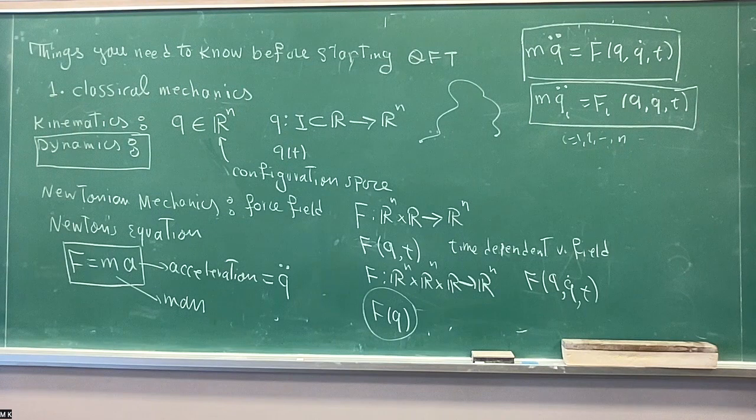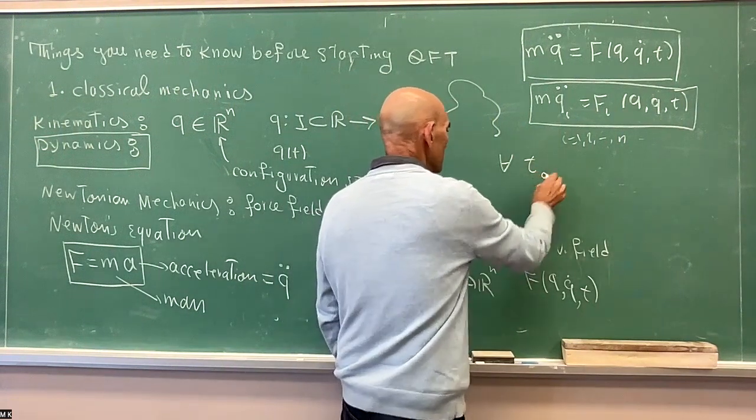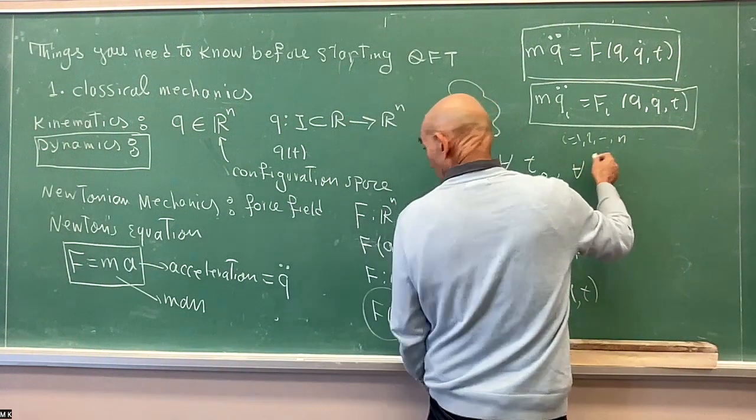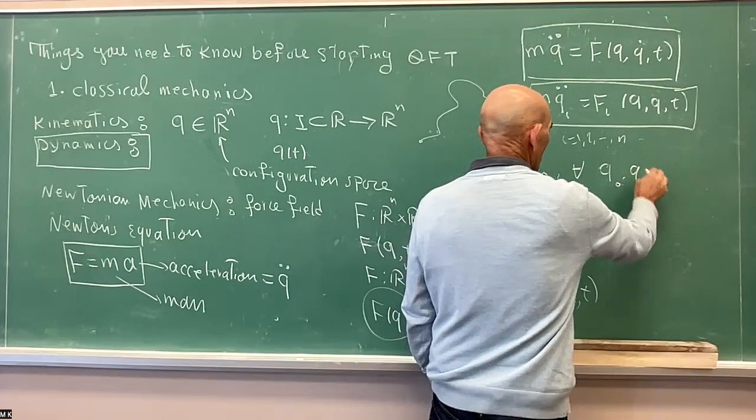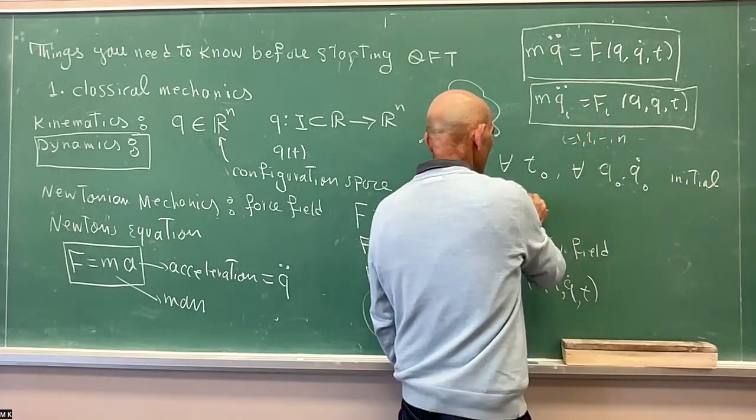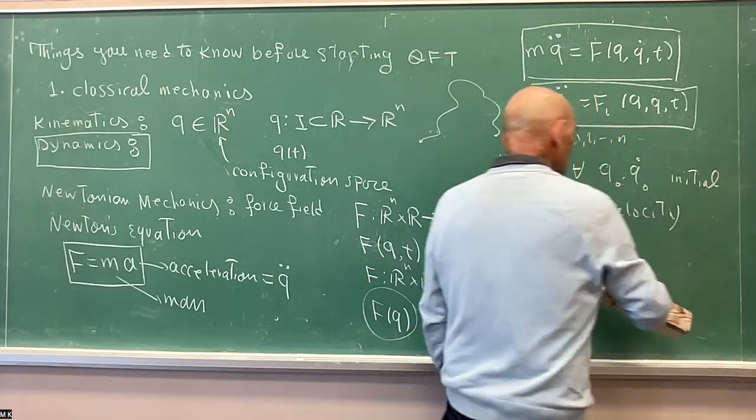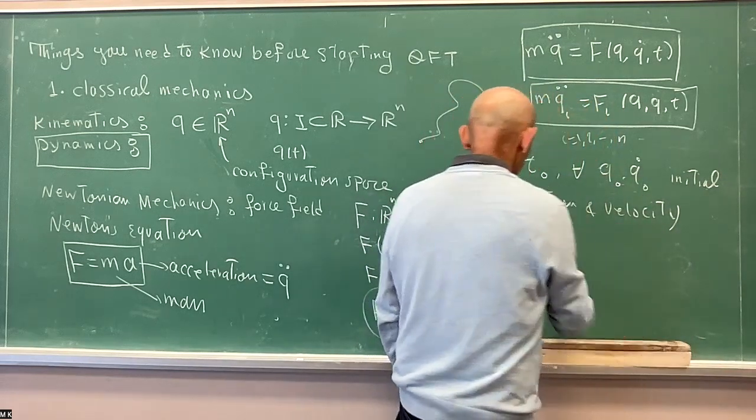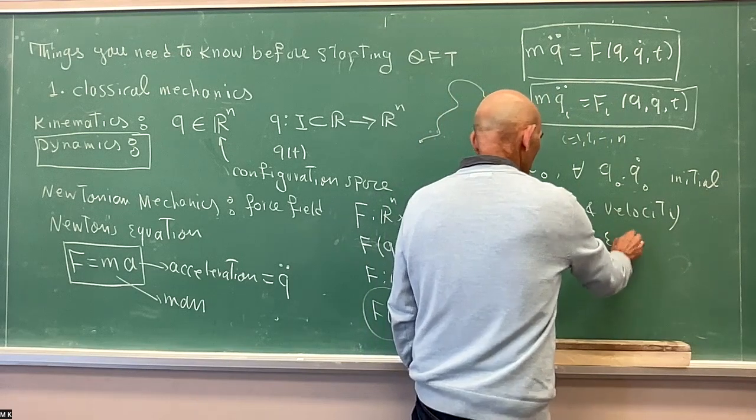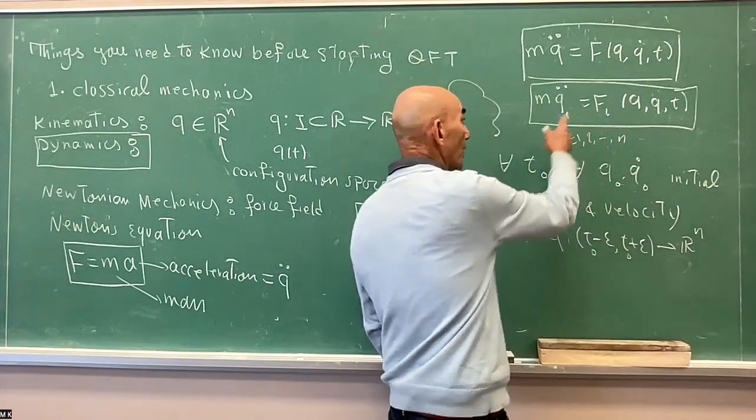Okay, so what does this equation tell us? It tells us that for any time t0, and for any initial vectors q0 and q0 dot, so these are the initial position and velocity, there exists a unique path q from the interval t0 minus epsilon to t0 plus epsilon to Rn that satisfies this equation.